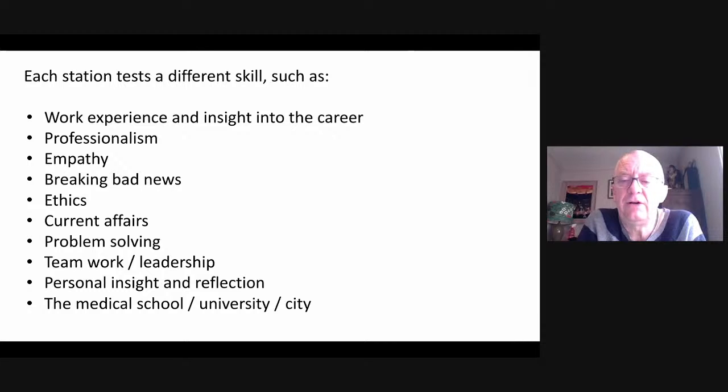And then the university itself, what's so important about the university, what's so good about the university, and also the city. Being a medical student, it's not just about being a medical student, it's about being a university student and living in that city. Find out all about those as well. Next slide, please.